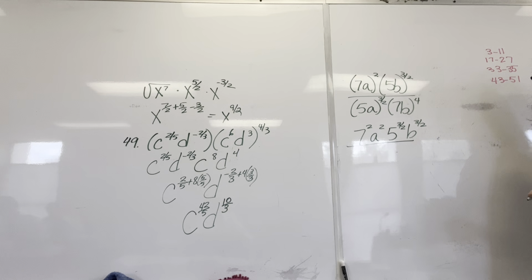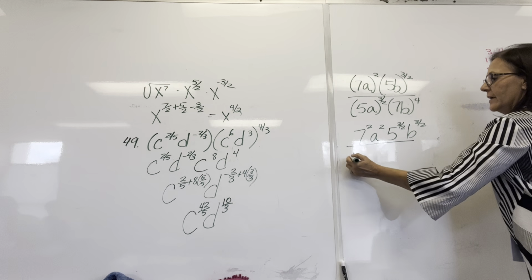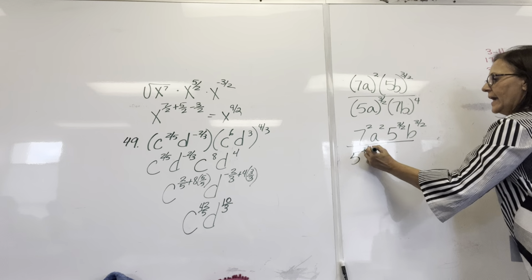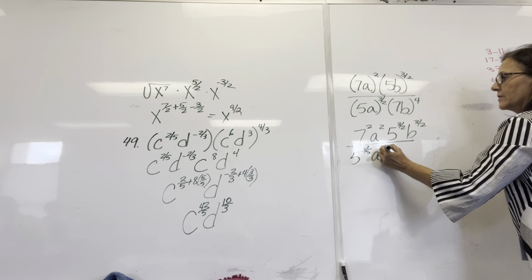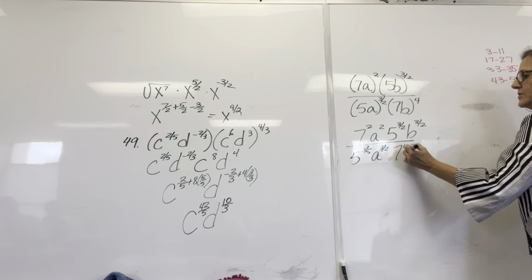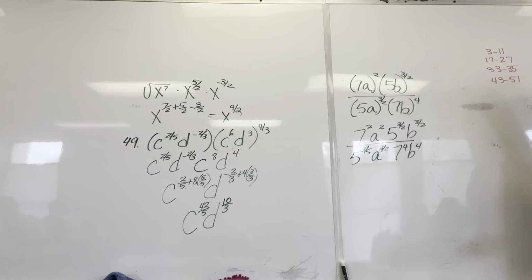Why would you do this? Why would I do that? Because there's a method to my madness. 5 to the 3/2, a to the 3/2, 7 to the 4th, b to the 4th. Does it make sense now why I would do that?